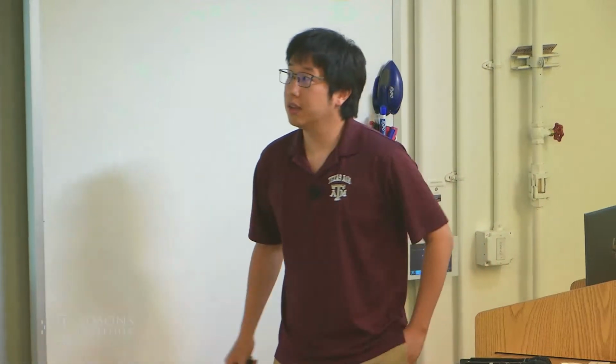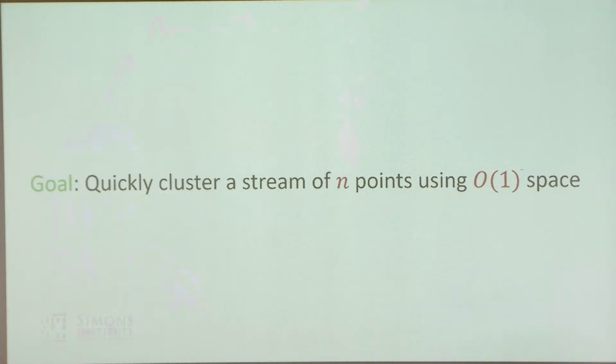All right, so the one-slide summary of what I'm going to talk about is we'll have a stream of data points, and our goal is just to quickly cluster a stream of n points using O(1) space. Right. So there are some caveats here. I'll go into that, but this should be the overarching goal.